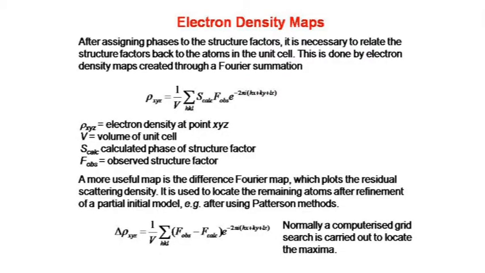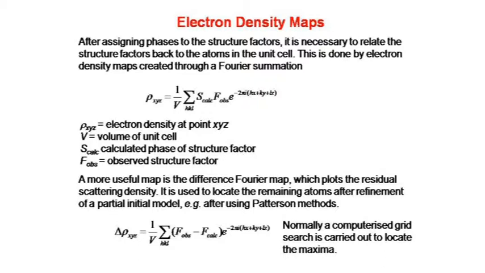Now, we've talked about electron density maps. You can generate this through a Fourier summation. This is very similar to the equation we saw for the Patterson density map, except now we're not using the square, but we're using F obs directly. And we're multiplying by some phase. This is the phase that we've just calculated, either by direct methods or by Patterson methods. And we get the electron density at every point, and using that, we can start to look for atoms.